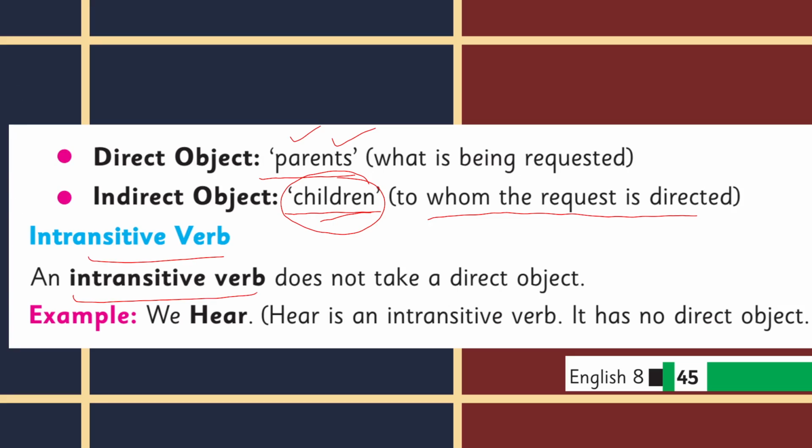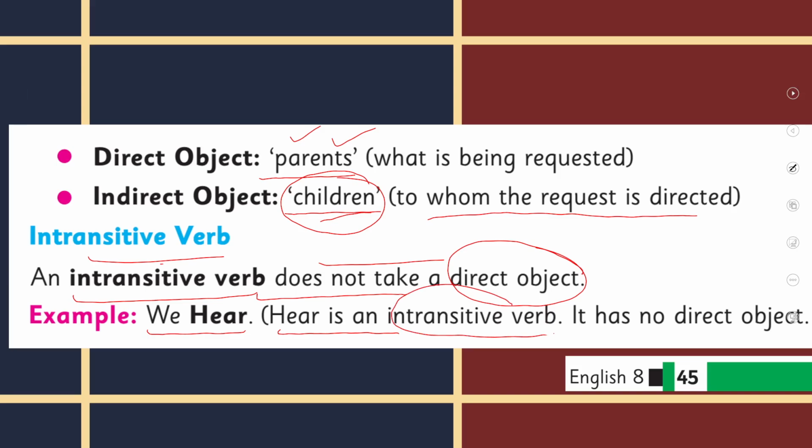An intransitive verb does not take a direct object. Unlike our transitive verb, which requires a direct object, intransitive, which is the opposite of transitive, does not take any direct object. Let's look at an example. We hear. Now, do you see any kind of object? No, there is not any object mentioned in the sentence. So here is an intransitive verb. It has no direct object.